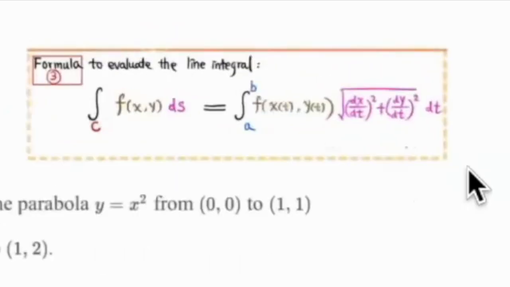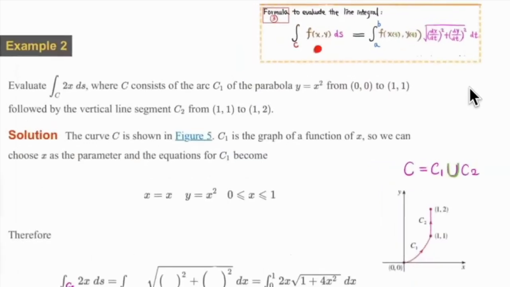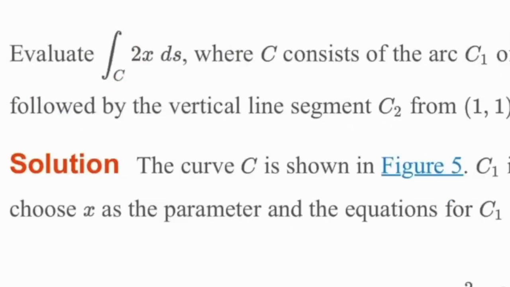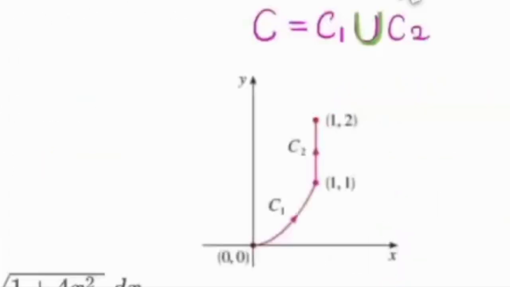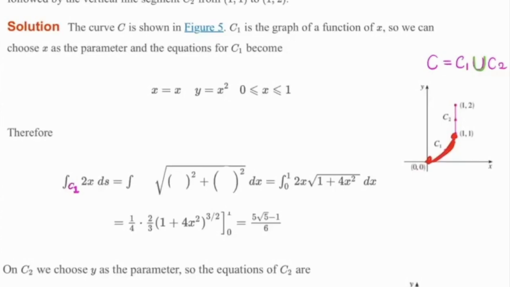I put the formula here so you can refer to it, but after a while you should be able to do it without looking at the formula. This time, we're going to evaluate the function 2x over this curve C. This curve C consists of two pieces. The first piece goes from here to here. This is C1. The second piece, in a different color, goes from here to here. Since both C1 and C2 are smooth, C is a piecewise smooth curve.